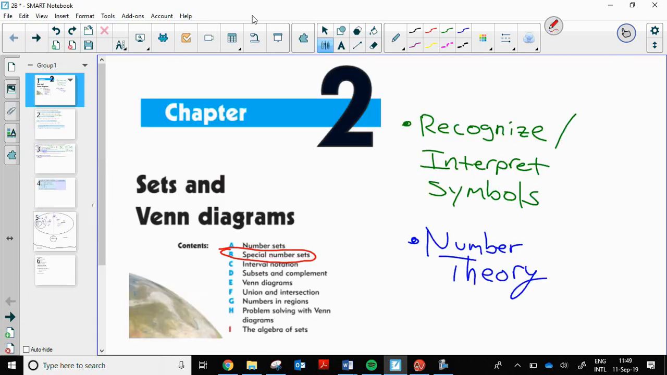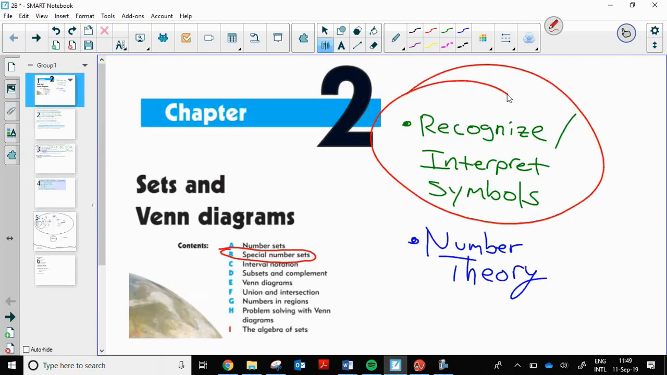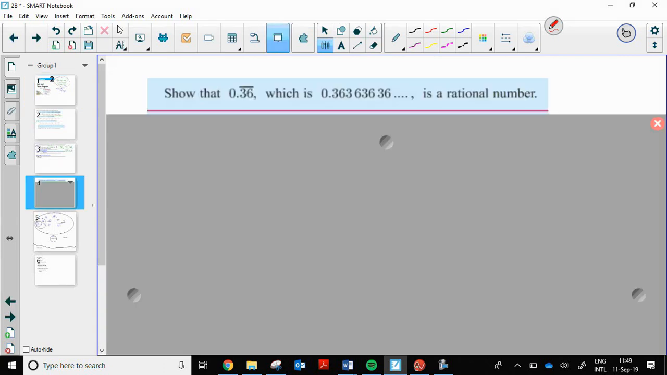So that's the end of the first goal, all right? You just need to know what those symbols mean when you see them. And now I just want to do a few examples of number theory. So this is like playing around with the properties of these numbers and just, I don't know, having fun with it. So for example, here we've got a repeating decimal 0.36.